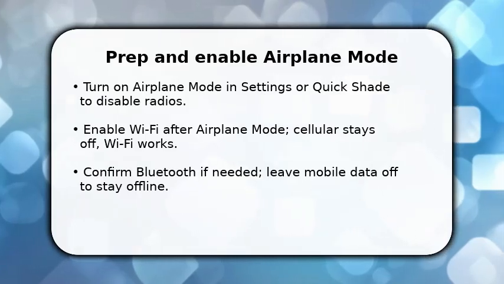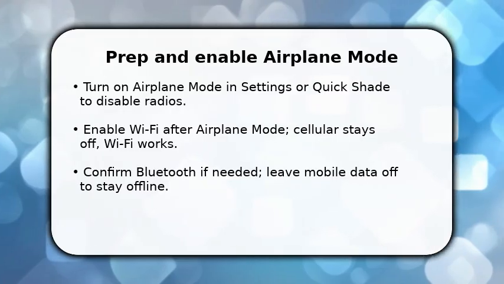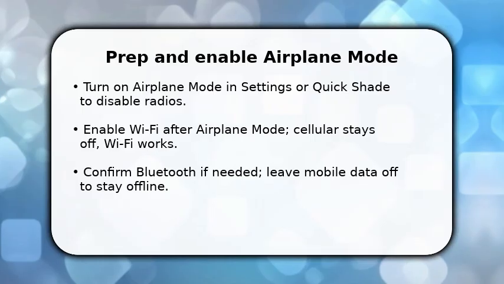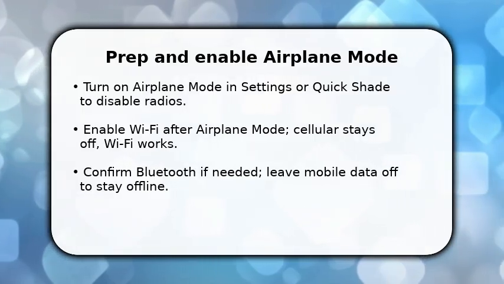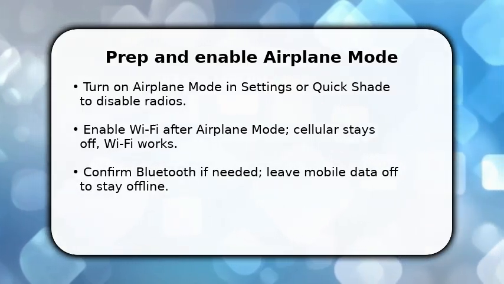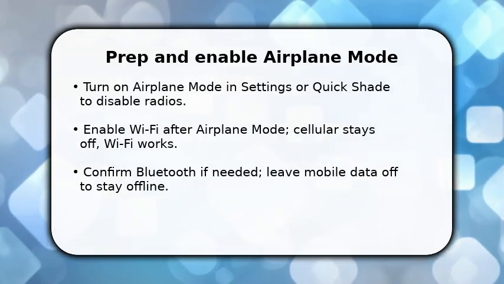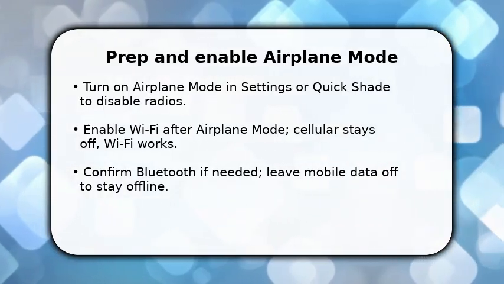You start by enabling airplane mode to cut cellular signals. This prevents roaming charges and forces Wi-Fi only. Once done, open settings or swipe down the quick shade and tap airplane mode. Then immediately re-enable Wi-Fi from the same menu so the phone keeps radios off but allows wireless access.